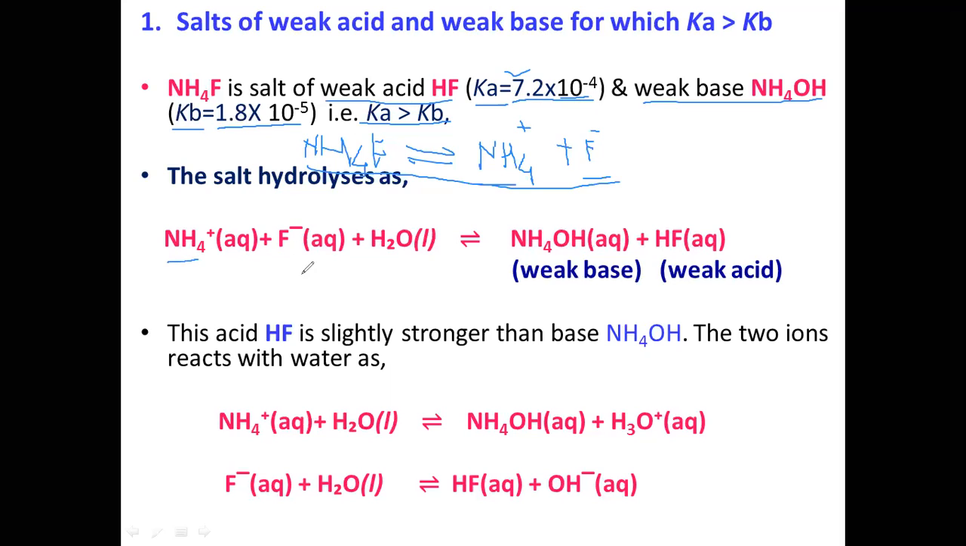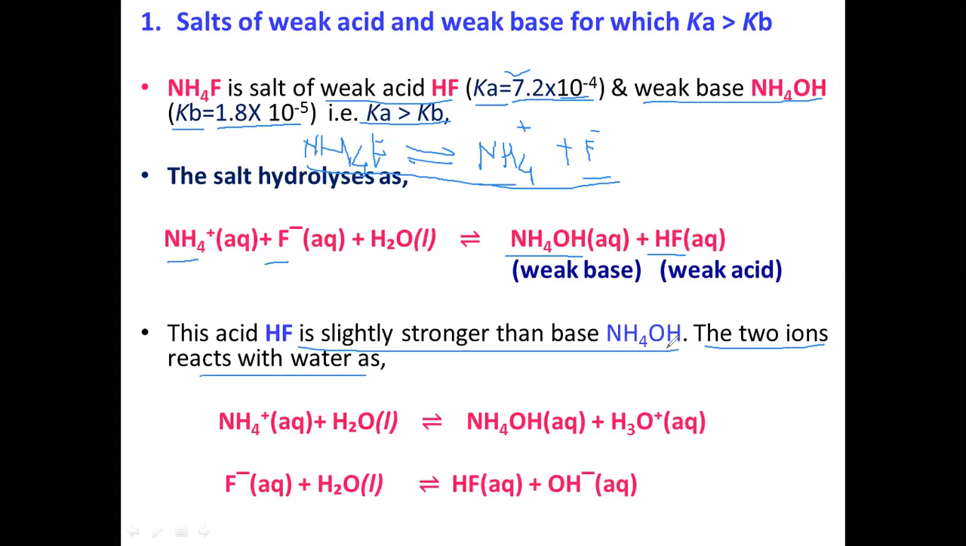NH4 positive ion and F minus ion both undergo hydrolysis and we get NH4OH and HF molecules. Both are weak base and weak acid. Okay. This hydrogen fluoride acid is slightly stronger than the base NH4OH, जैसे अभी मैंने आपको बताया. On the basis of these values Ka and Kb, we can say that this hydrogen fluoride acid is slightly stronger than the base NH4OH. That means NH4OH is weaker than HF. So the two ions react with water as.